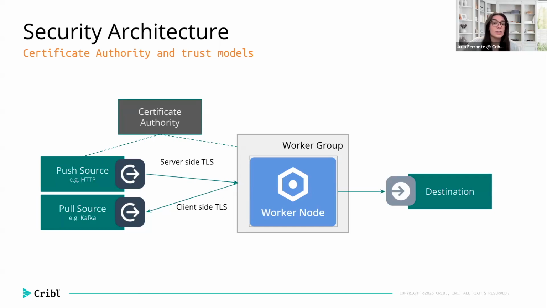And then lastly, on the right side, we have destinations. These could be cloud services like Amazon S3, Splunk, Elastic, etc. And in most cases here, Cribl is acting as the client sending data out securely. So TLS is typically used to encrypt that connection, and you can configure Cribl to validate the destination certificate using the CA bundle. If mutual TLS is required, you can also configure a client certificate on the destination connector in Cribl. So that's a high-level overview of the security architecture and components.